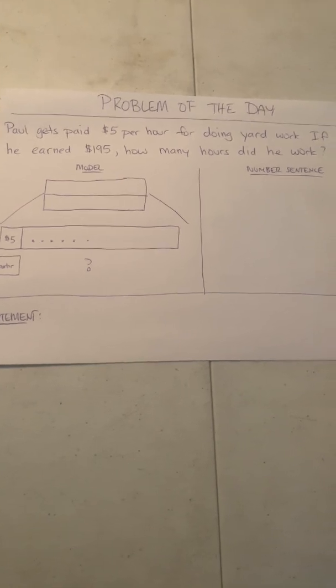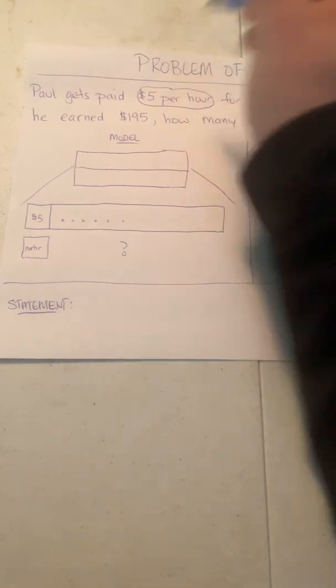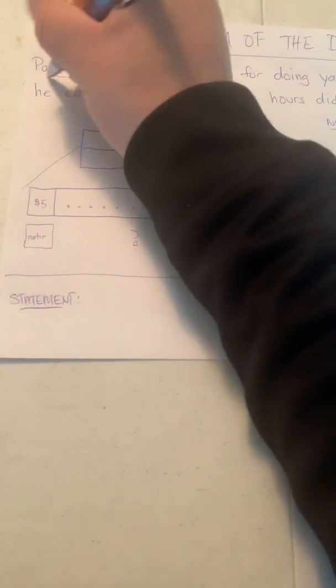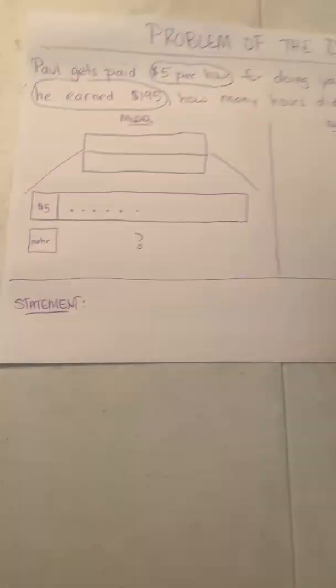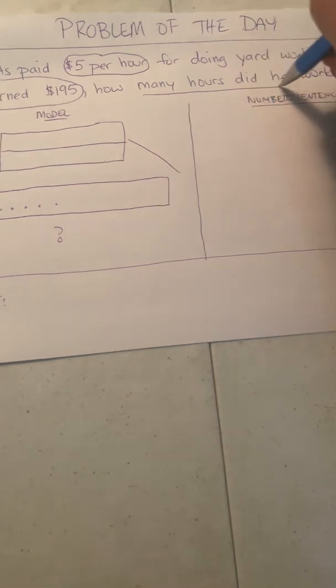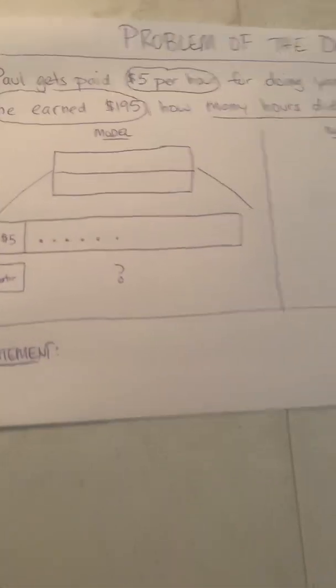So the first thing I'm going to do is circle $5 per hour, because that's how many dollars he earned per hour. And he earned a total of $195. And I have to find out how many hours, I'm going to underline, that he worked. So there's my information. So I'm going to start my model.